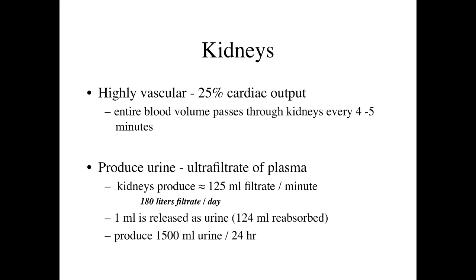As you might imagine from your studies in gross anatomy, the kidneys are highly vascular, and they actually receive about 25% of the cardiac output, and the entire volume of blood passes through the kidneys something like every 4 to 5 minutes. The kidneys are very active as far as producing urine, and urine is an ultrafiltrative plasma. The kidneys produce 125 mils of filtrate in a minute. 1 mil of that filtrate is released as urine.